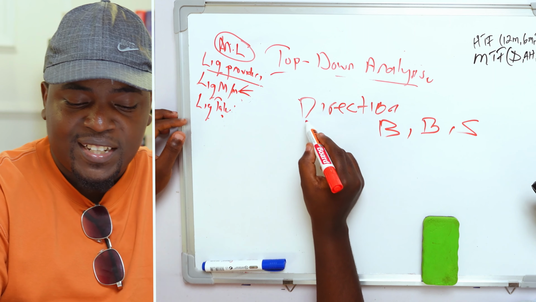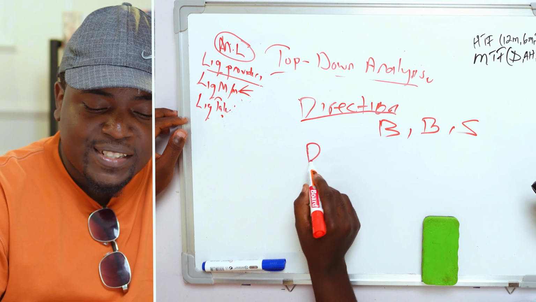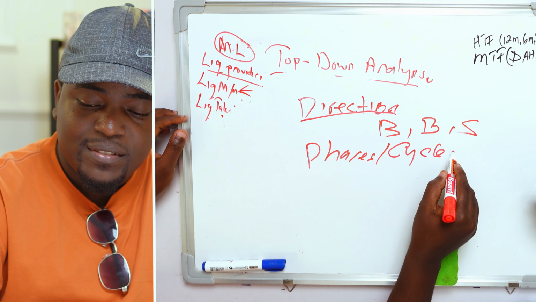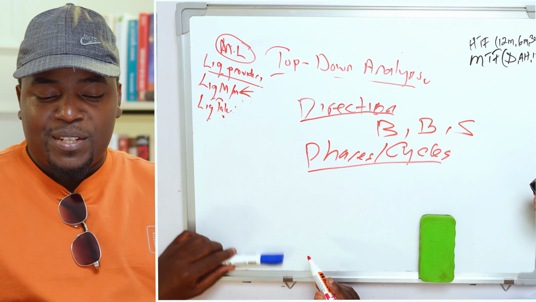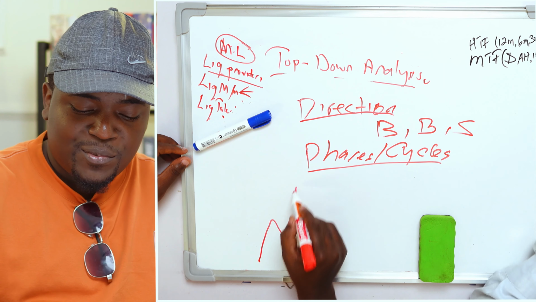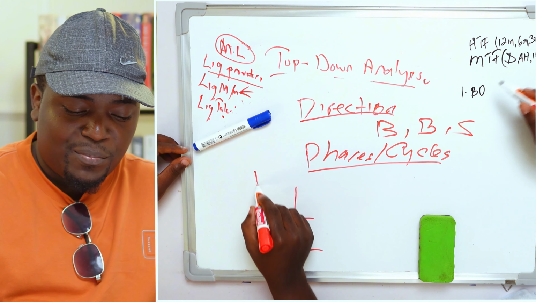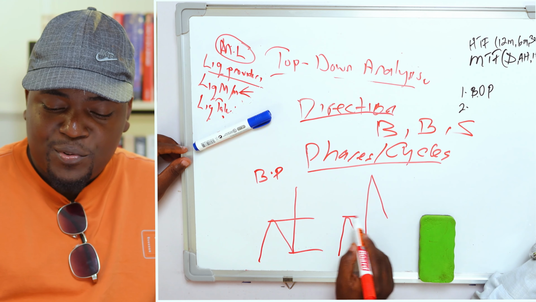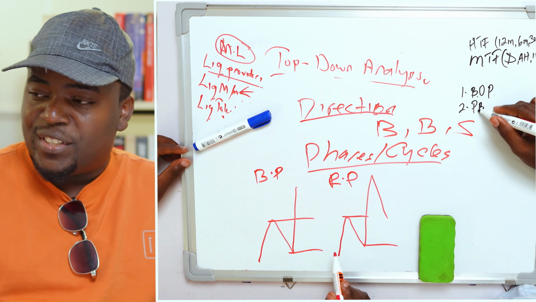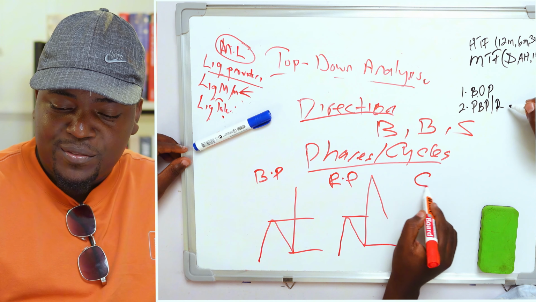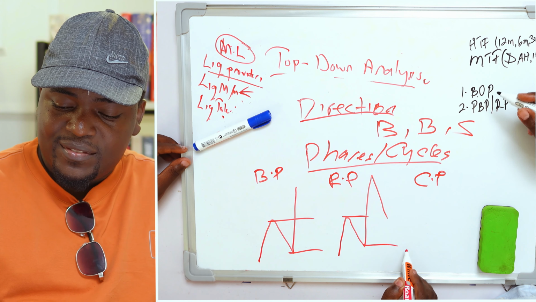After understanding the direction, we have what we call phases, or cycles. What do I mean by these phases? We have 3. We have what is called the breakout phase: the weekly time frame will break structure like this. Then you have another phase called the pullback phase, or the retracement phase. Then we have what we call the continuation phase. There are only 3.